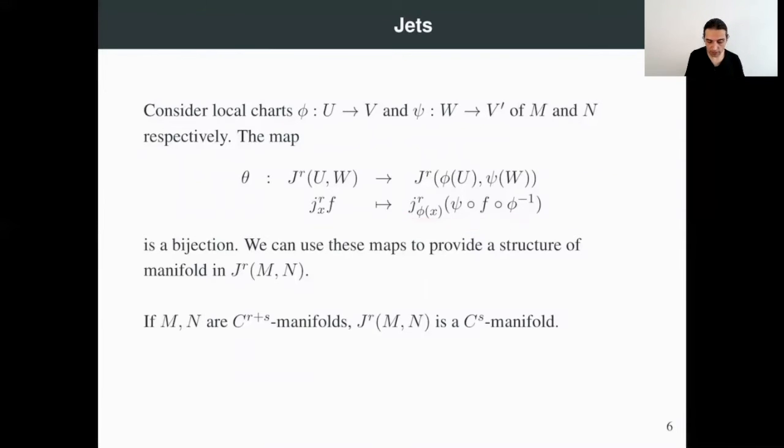we need to consider derivatives up to order r, we are going to have an analogous phenomenon for the space of r-jets between M and N. We are going to use these maps over here as local charts, and then we have to check that the coordinate changes are indeed diffeomorphisms. And what's going to happen is that if M and N are C^(r+s) manifolds, since we are considering here derivatives up to order r, analogously as it happens for the tangent space, the space of r-jets between M and N is just a C^s manifold. We are losing r degrees of differentiability when we consider r-jets.